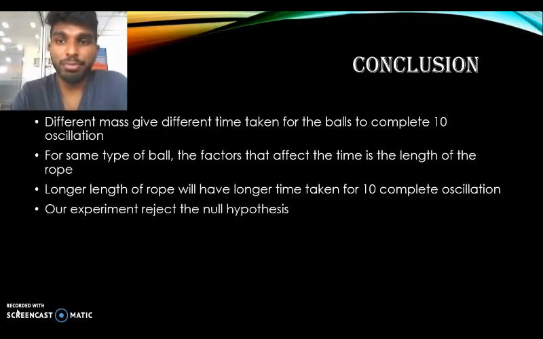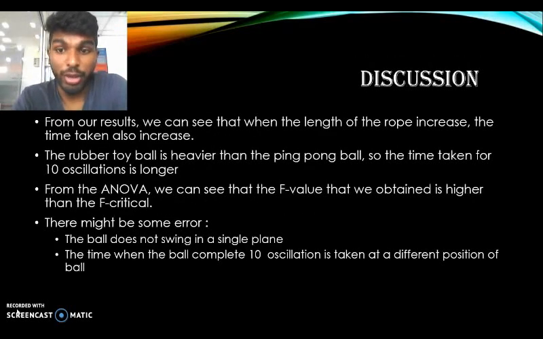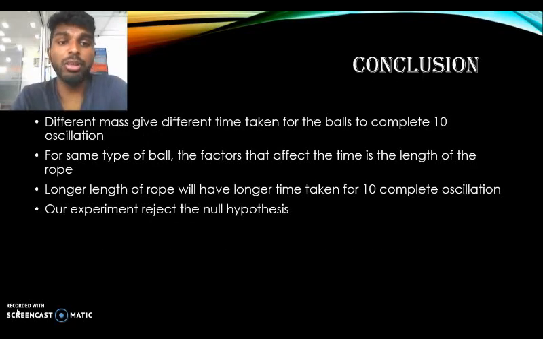Now to conclude the entire thing, I'd like to say the different mass gives different time taken for the balls to complete 10 oscillations. In this way, we are saying mass plays an important factor. Next, for the same type of ball, the factor that affects the time is the length of the rope. The longer the length of the rope, the longer the time taken to complete 10 oscillations. And since our F value is larger than our F critical, in our experiment we now reject the null hypothesis. That's all from us. Thank you very much.